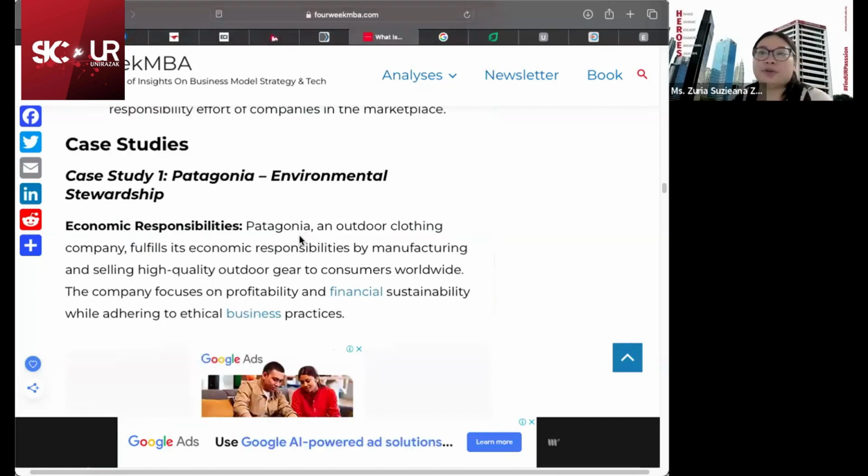Okay, so let's take a look at one example. Case study 1, Patagonia. Patagonia is an outdoor clothing company. It fulfills its economic responsibility by manufacturing and selling high-quality outdoor gear to consumers worldwide. This company focuses on profitability and financial sustainability while adhering to ethical business practices.